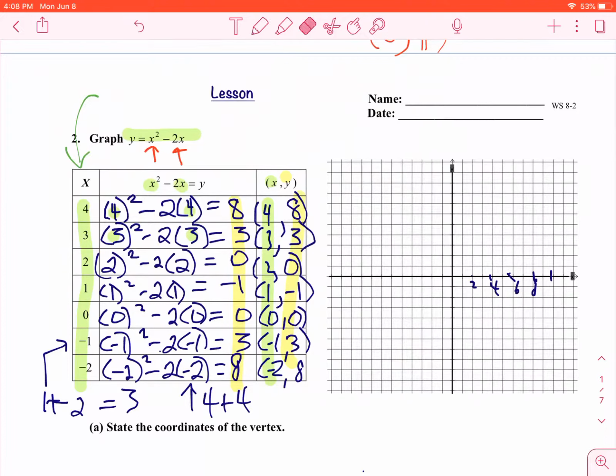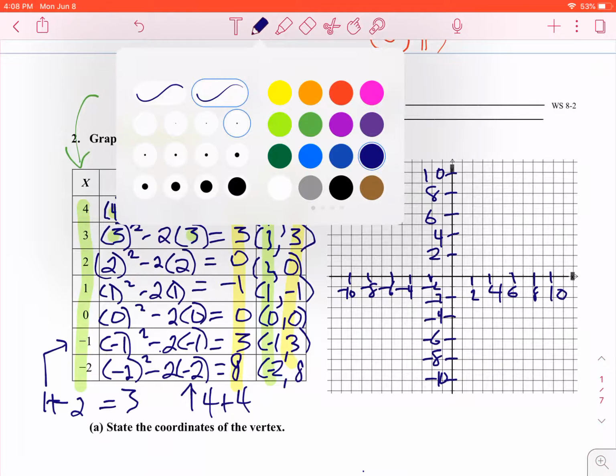So I'm going to do the same thing here. I'm just going to start again because it was a little off. So every 2 boxes represent 2 units, meaning every 1 box represents 1 unit. Okay, there we go, we're all set.